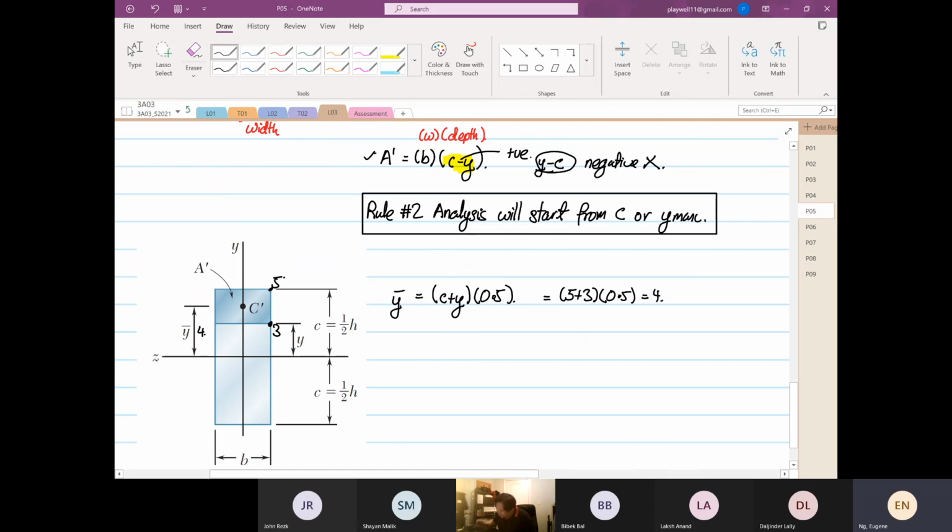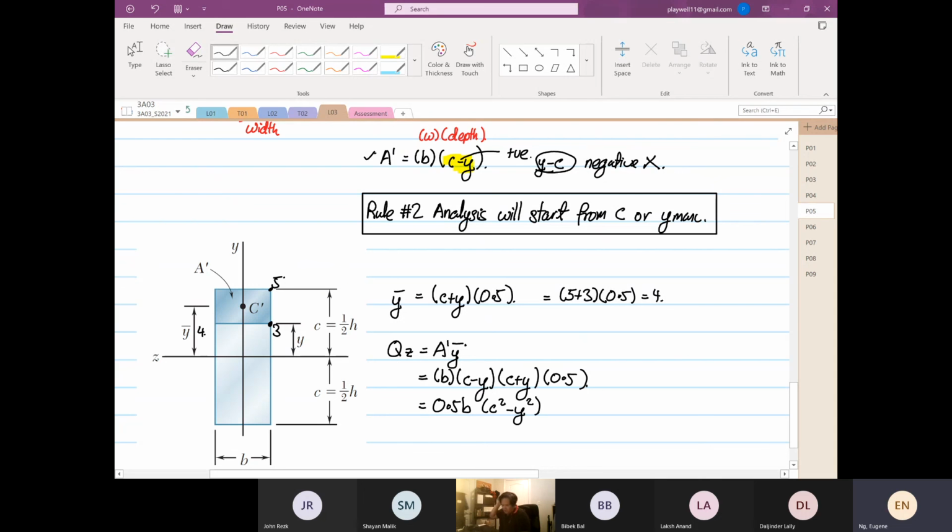Very simple stuff. So Q, the first moment of area about the z-axis, is equal to A prime y bar. A prime is equal to b times (c minus y), and y bar is (c plus y) multiplied by 0.5. If I rearrange this, you get 0.5 b, and then you have c squared minus y squared.